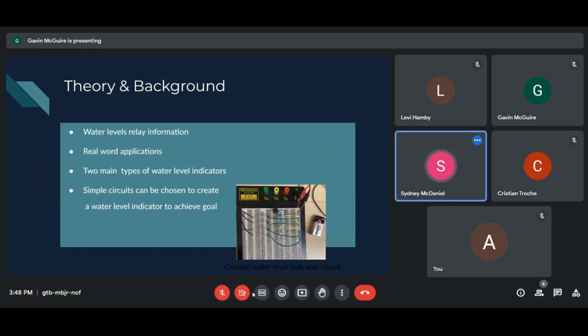So 2 main types of water level indicators would be non-contact sensors, which use measurement methods that don't require components to be placed directly into the water. And this can be achieved through the use of ultrasonic sound waves. And then the other type would be contact sensors, which is what we created. And this would be the oldest and most common type of water level indicator, which would then involve the direct contact with the water to take those measurements. And then a water level indicator circuit does not have to be very complex to achieve your goal.